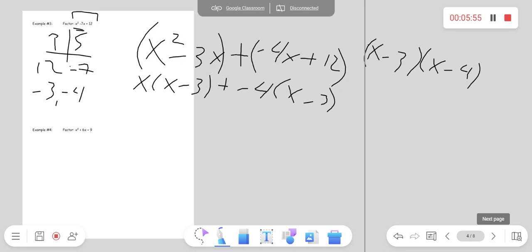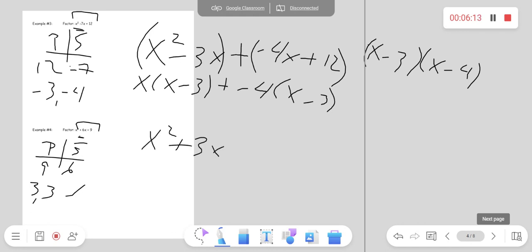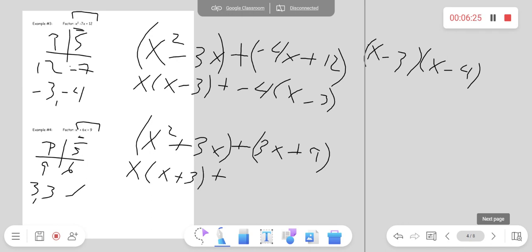Now, looking at example number 4, I have a product here. My product is 9, and my sum is 6. Well, that sounds like a 3 and a 3 to me. Okay. Now, what happens here is you're going to have x squared plus 3x plus 3x plus 9, paren, x plus 3 plus 3 times x plus 3.